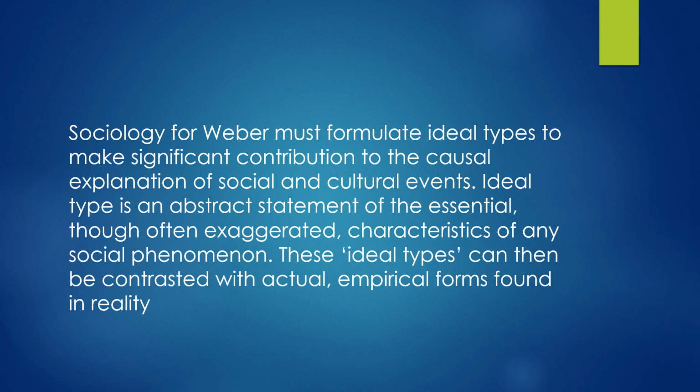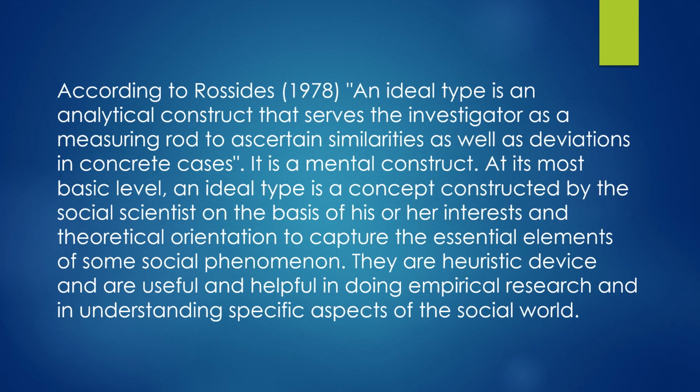An ideal type is an abstract statement of the essential, though often exaggerated, characteristics of any social phenomenon. These ideal types can then be contrasted with actual empirical forms found in reality. According to Rosades, an ideal type is an analytical construct that serves the investigator as a measuring rod to ascertain similarities as well as deviations in concrete cases. It is a mental construct.